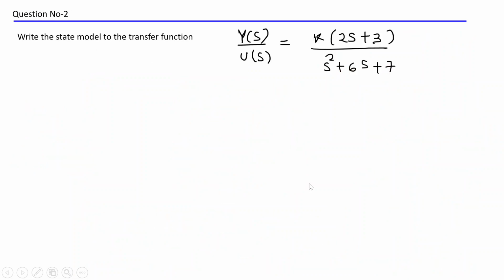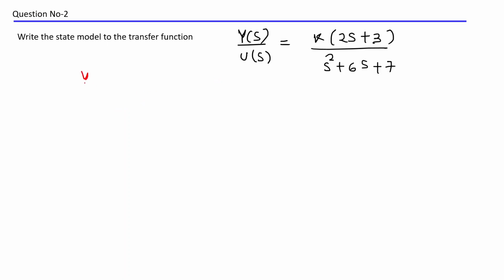Now suppose I'm giving another question here. First of all, we did it from the differential equation. Now suppose one transfer function is given, then how do you write the state model? Same way, we are not going to do anything extra. So what you do first for this question is simplify this equation.